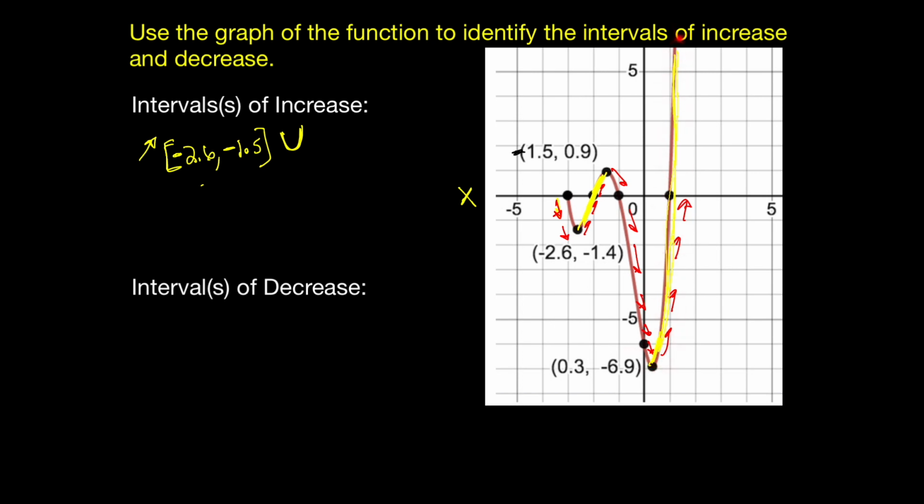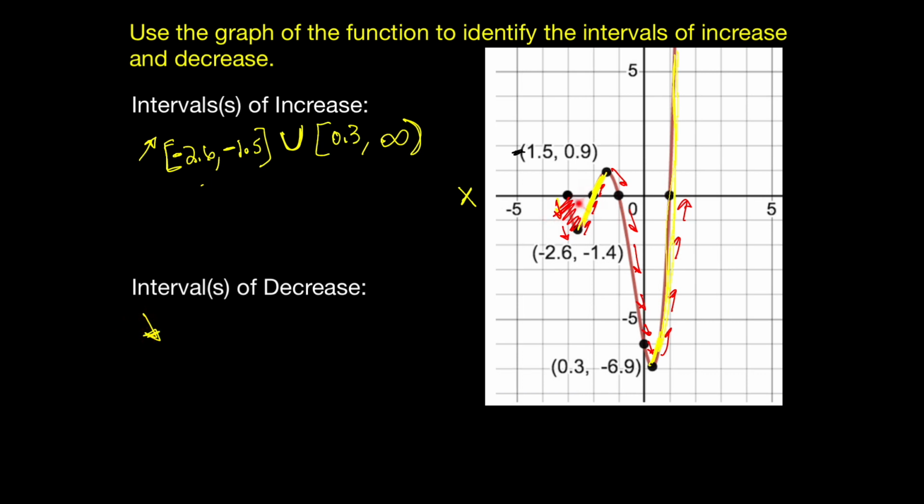And now I can record the second interval, which is going to happen at 0.3. I'm going to include that. And since this graph extends forever, we're going to record infinity on the right. And recall that infinity, if we use interval notation, we have to use a parenthesis. Now I'm going to record the intervals of decrease, which happen everywhere I see an arrow going down.